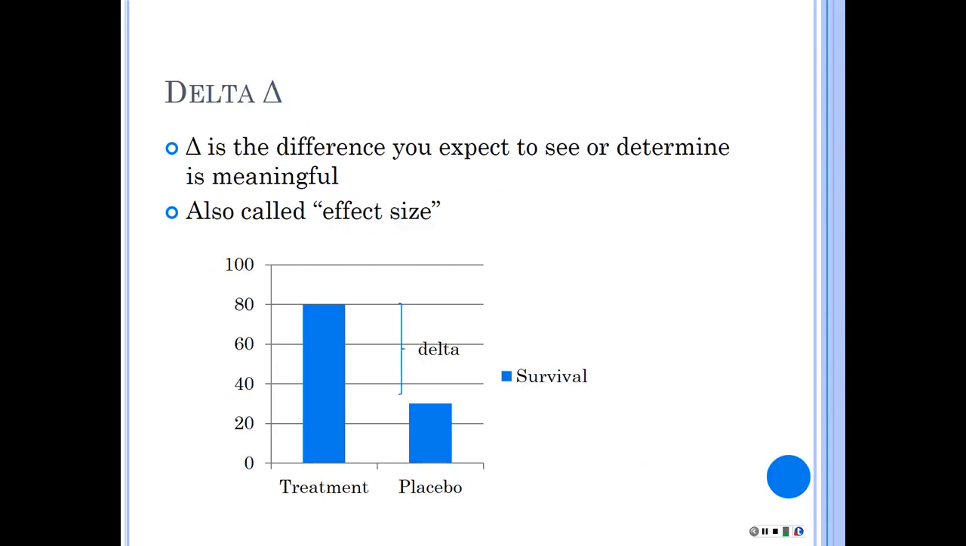So what is that difference then? Delta is what we refer to as the effect size. It is the difference you expect to see between your groups that is clinically meaningful. And you can see here the depiction on the graph.